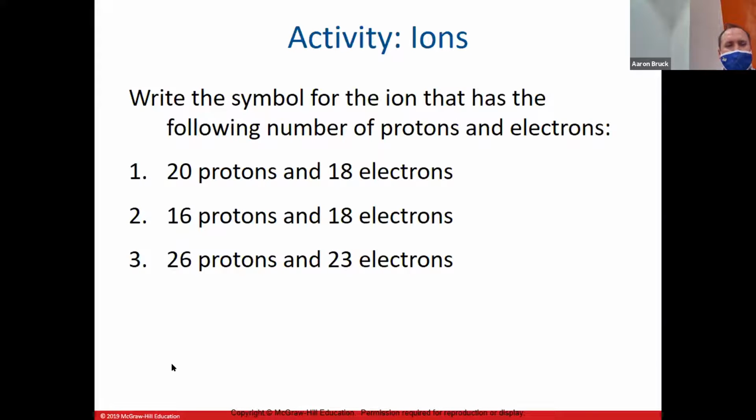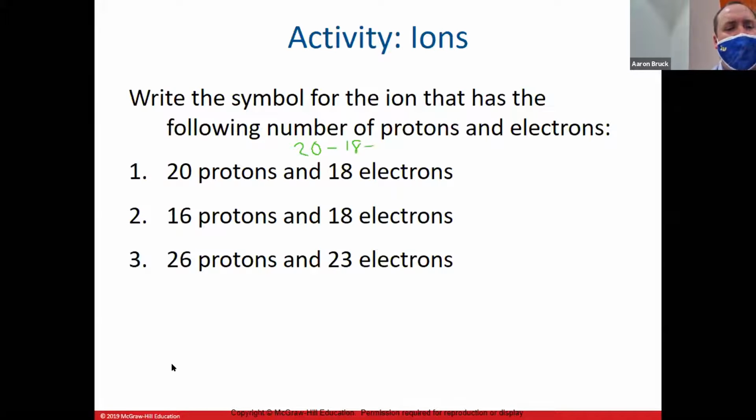So to summarize, write the symbol for the ion that has the following number of protons and electrons. 20 protons and 18 electrons. So the charge, remember, is always protons minus electrons. So I have 20 minus 18 for a total charge of positive 2. 20 protons, that's its atomic number. Atomic number 20 gives us calcium. So we are talking about calcium with a 2 positive charge. Calcium plus 2.